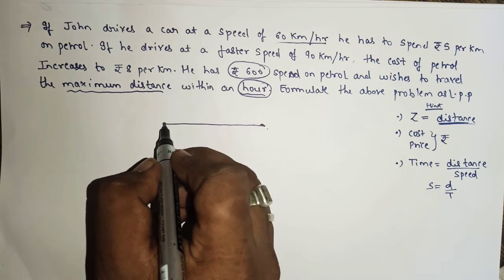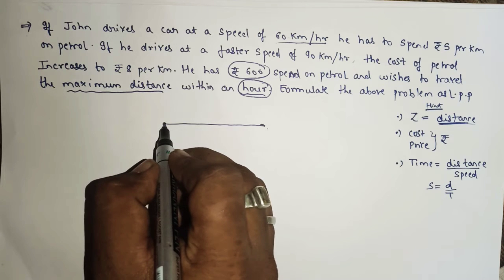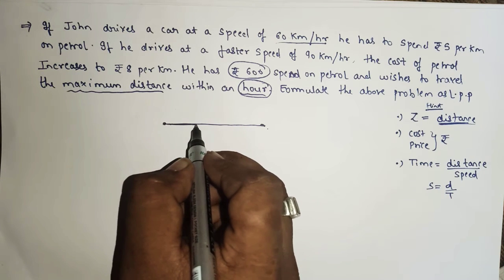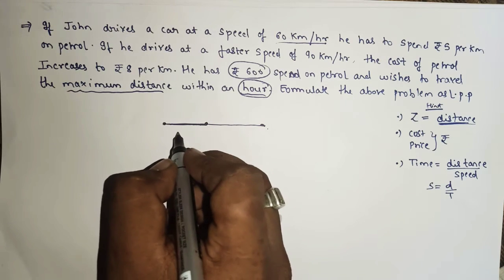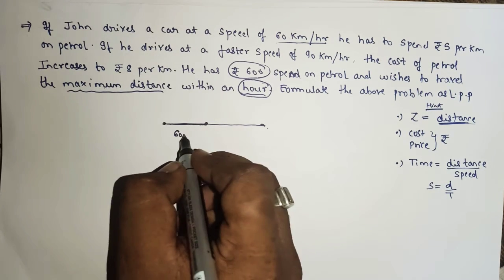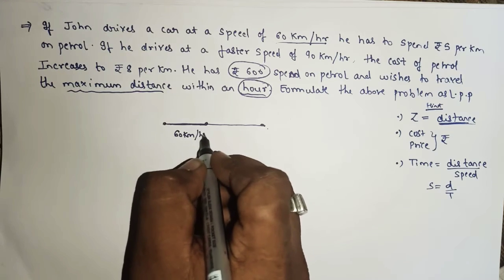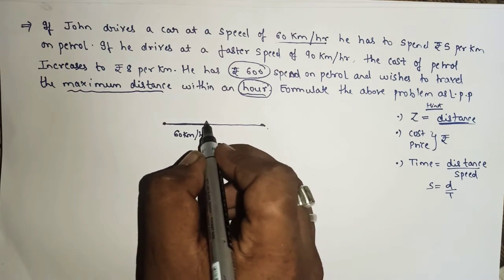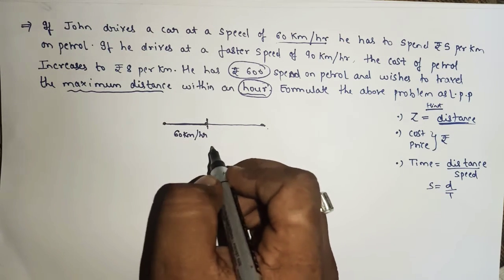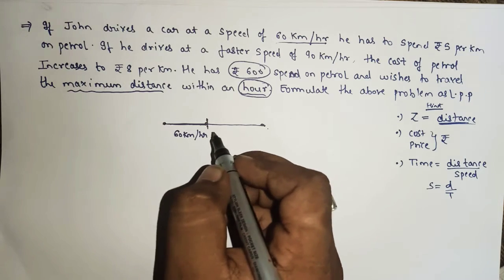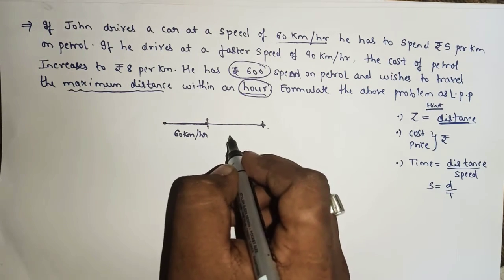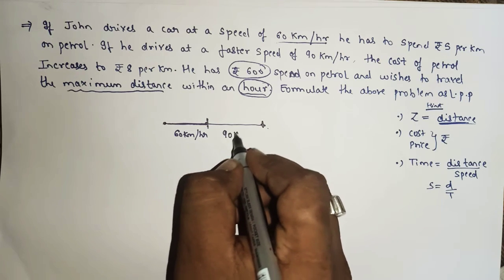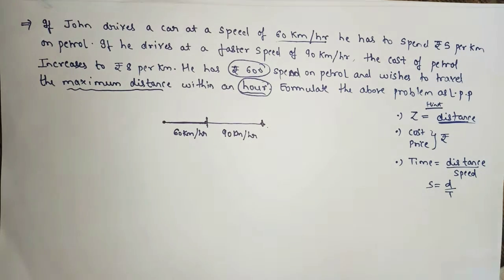So he started his journey from this point, he drives a car, suppose till here, at 60 kilometer per hour. After that, from this point he has increased his speed. From here to here he travelled with a speed of 90 km per hour. Okay, again I will explain.